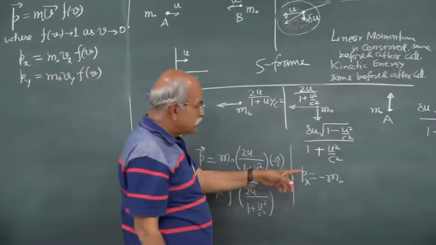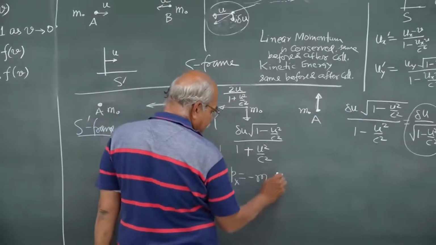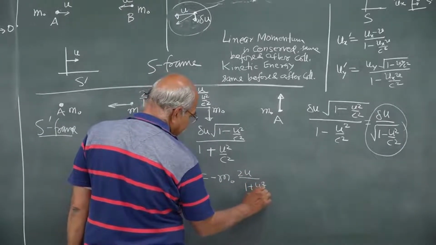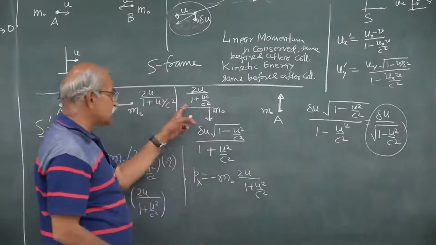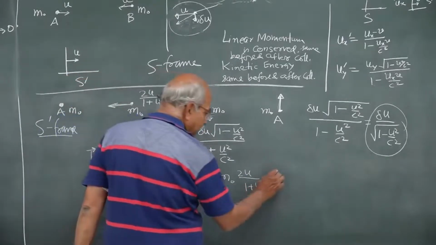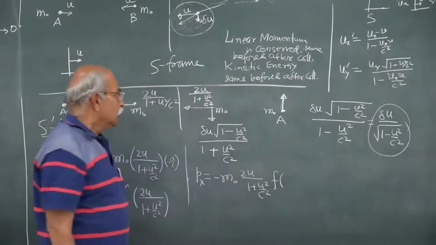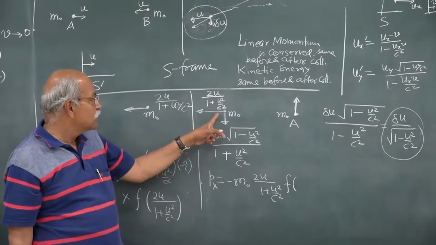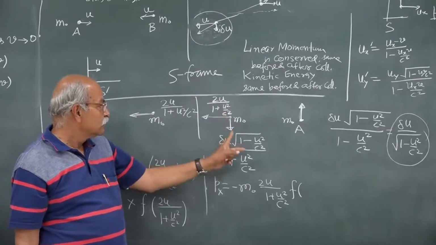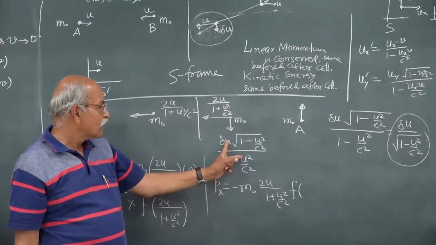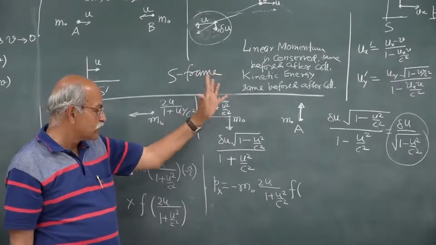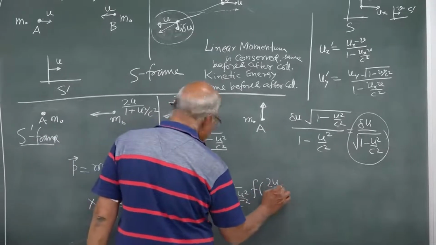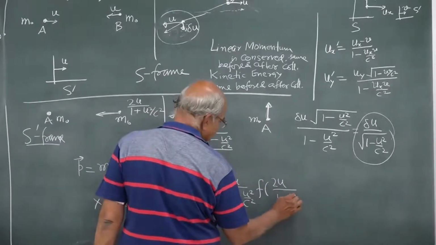So, here it is m naught and the velocity is 2u by 1 plus u square by c square. This is the x component of velocity, and this is multiplied by what? Speed of the particle here, and speed of the particle will be this whole square plus this whole square, and then the square root of that, that will be the speed. And you know what that speed will be finally? That will be 2u by 1 plus u square by c square.